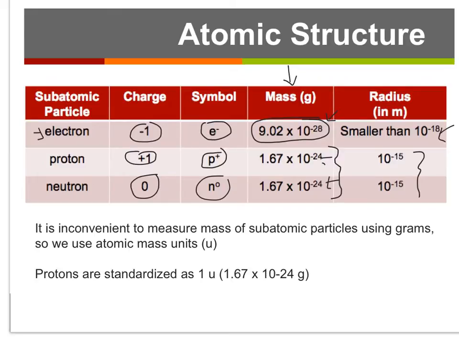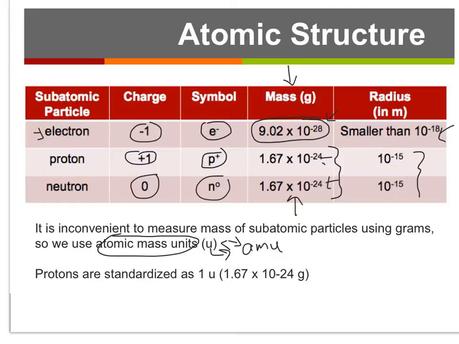Now, when we're looking at the masses of atoms, it's not very convenient to use grams because we would end up having to write out the masses in scientific notation all the time, which is not very useful. So instead we use something called an atomic mass unit, which is shortened as U, or sometimes you'll see AMU. You could use either, they are interchangeable.